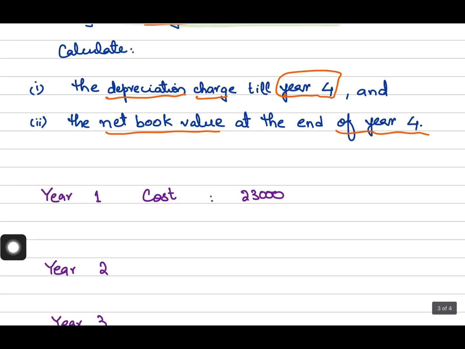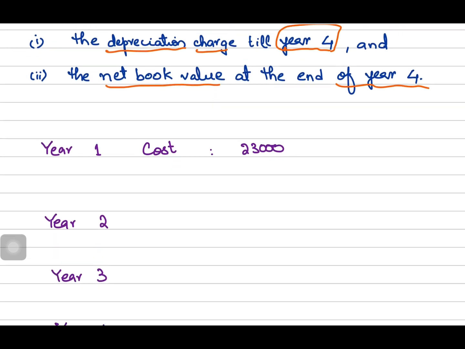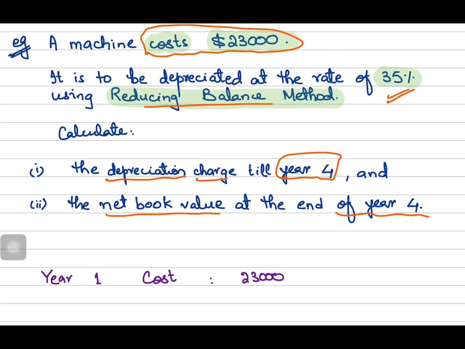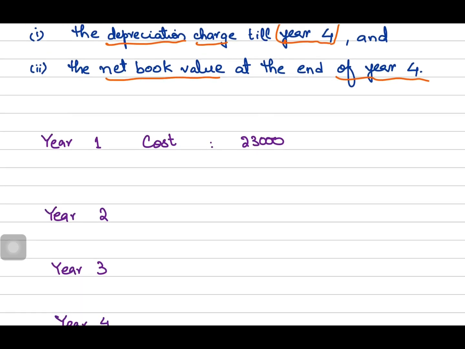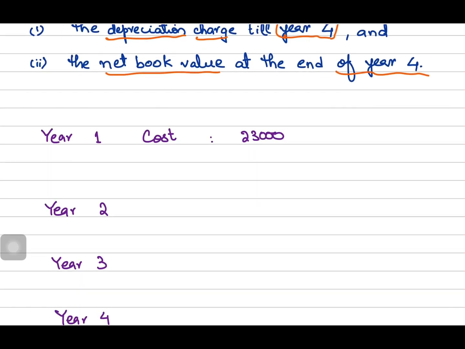We will be following the vertical format method in order to calculate depreciation. So, the cost is $23,000. What is the depreciation rate? It is 35%. Now, year 1 cost is $23,000. Depreciation of year 1 will be calculated by multiplying $23,000 with 35%, and that would give us a value of 8,050. Now, I will subtract this depreciation from the cost so that I arrive at the net book value of 14,950. This is the net book value at the end of year 1.